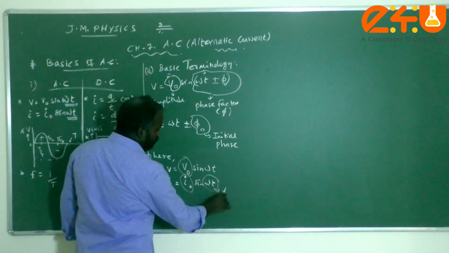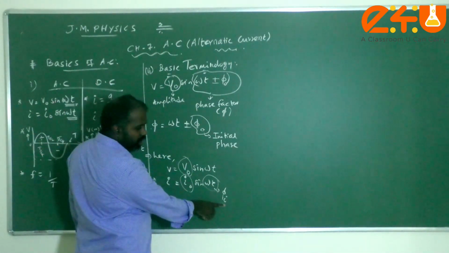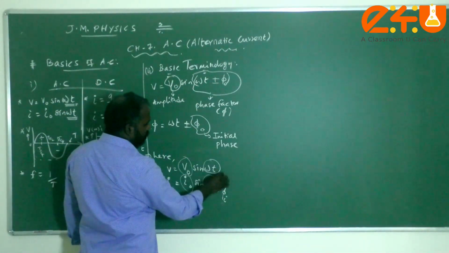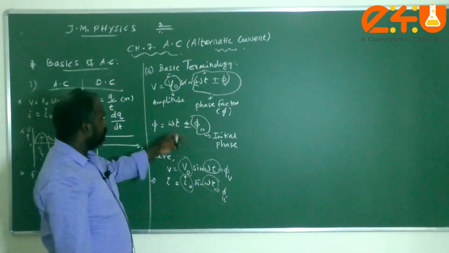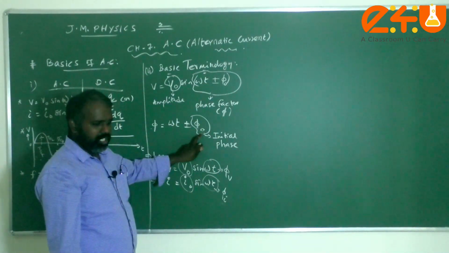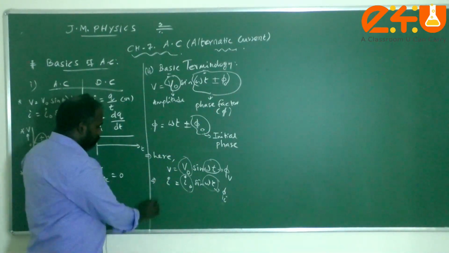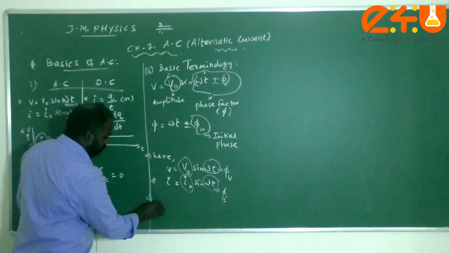Say for example, this is phi I. Phi I means the phase factor corresponding to the current. I can say this is the phase factor for voltage, phi V. Okay. So this is the information about what is amplitude, what is a phase factor, and what is initial phase. Then another one I am going to say is called phase difference.